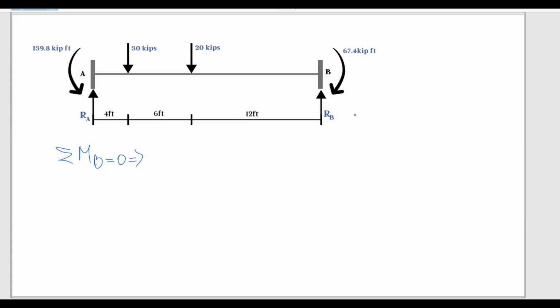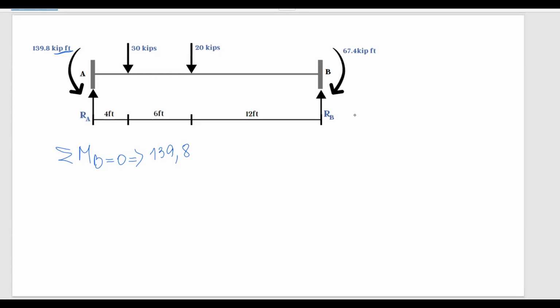And I have mentioned this before. Now we are going to choose our positive and negative sign or direction. I'm going to take that counterclockwise is going to be positive. And I'm going to start with this moment, 139.8. And this is a moment, which means I don't have to add an arm to the moment because the moment has already kip and foot in its units.